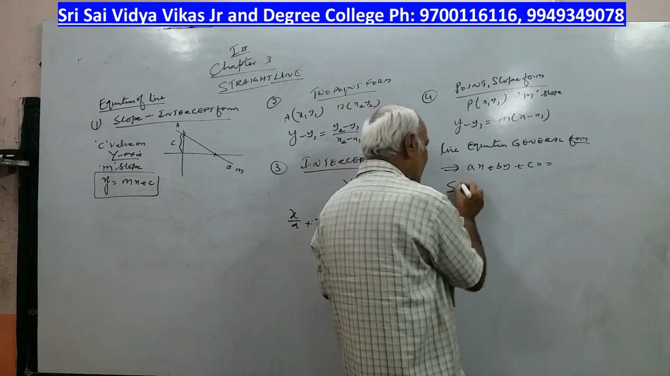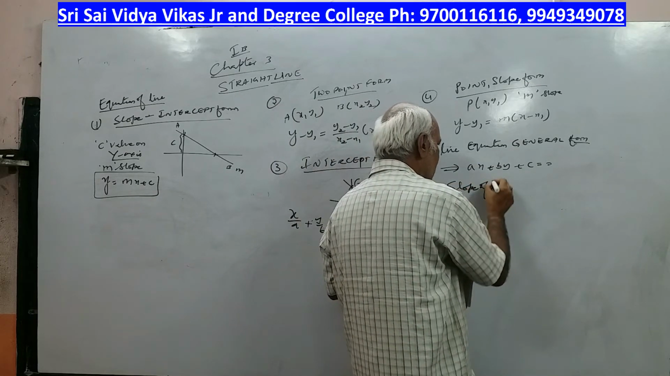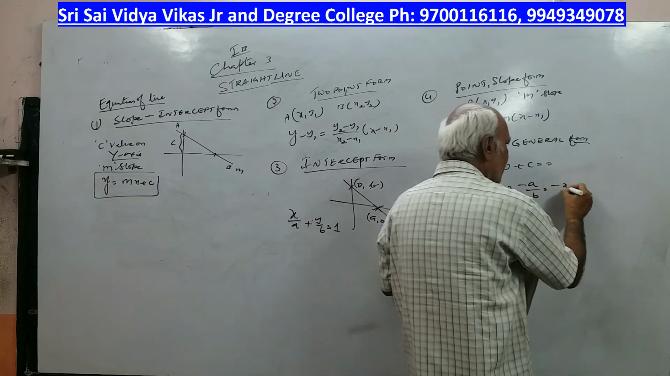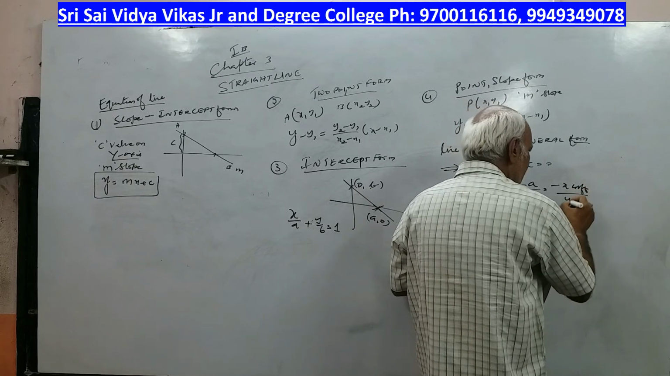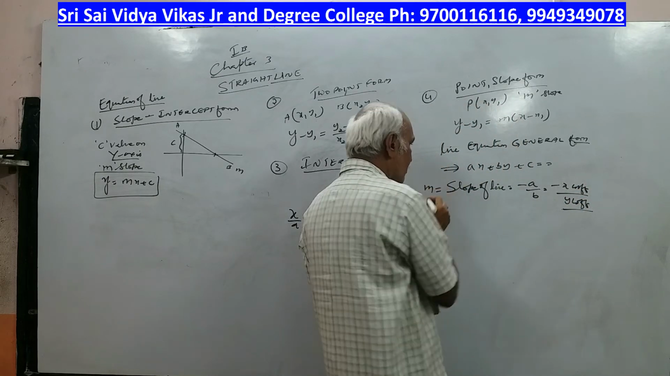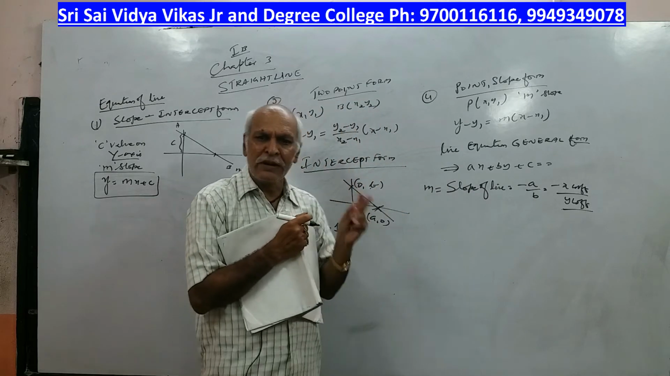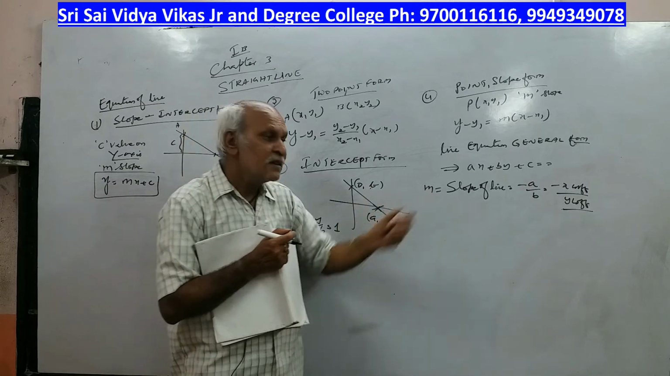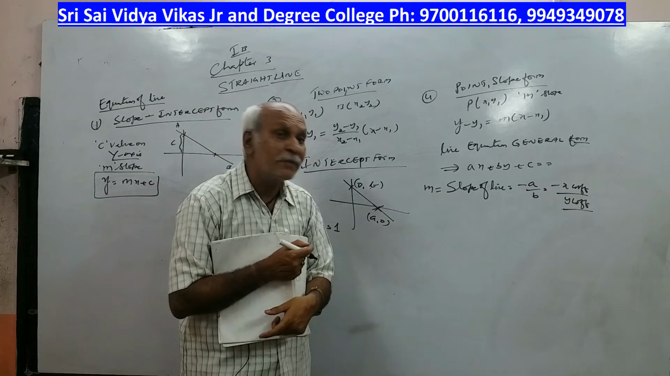And the slope of the line is minus a by b, which is nothing but minus x coefficient by y coefficient. So we have got 3 slope formulas, sir. One is y2 minus y1 by x2 minus x1. Next one, m is equal to tan theta. Next, m is equal to minus x coefficient by y coefficient.